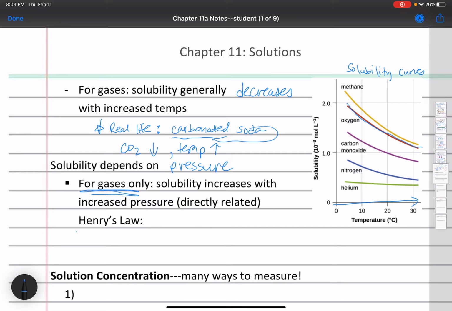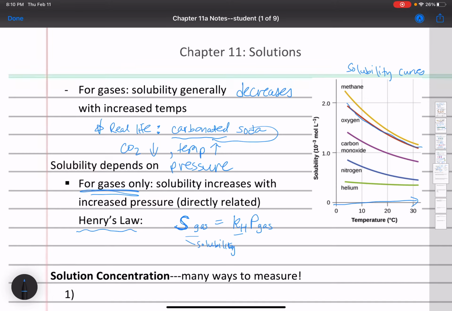So there is a mathematical equation that allows us to determine what the solubility of a gas is in a solvent. This is called Henry's law. And Henry's law is Henry's constant times the pressure of the gas. And that will tell us what the solubility of the gas is. So there's a Henry's constant for each gas.